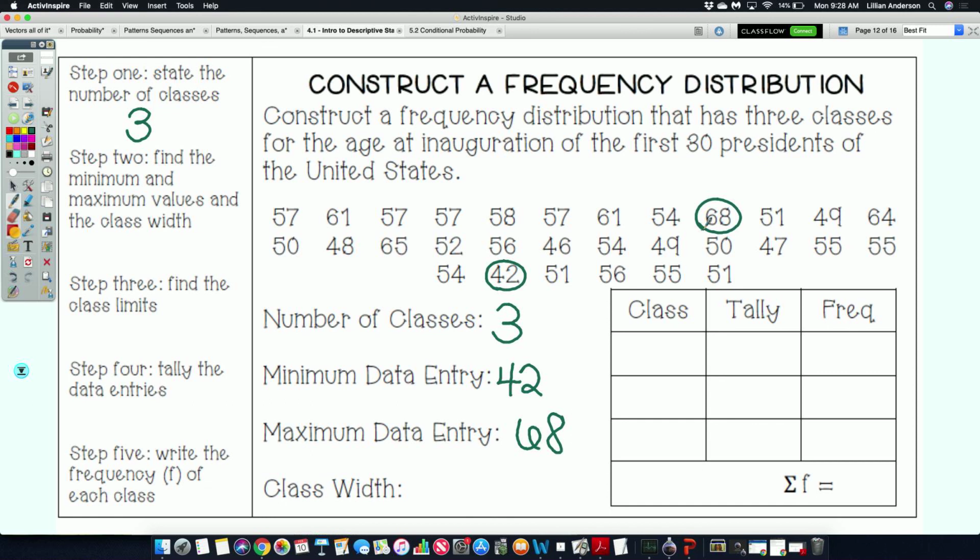So remember, to find the class width, we need to figure out what our range is, and then we need to divide it by the number of classes. Okay? So to find the range, we do what? 68 minus 42. What's that number? 26. Yes, 26, and then we're going to divide it by our number of classes, which is 3. What's 26 divided by 3? 8.666, and so we need to take that number and round up. So what's my class width going to be? 9. Questions up to this point?